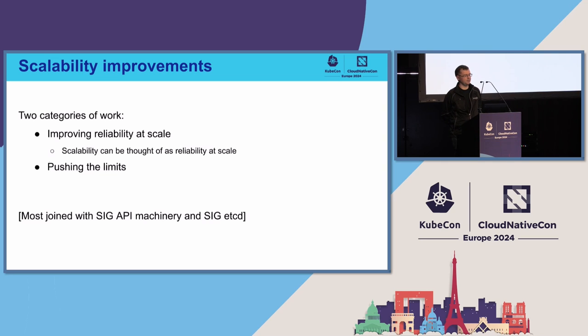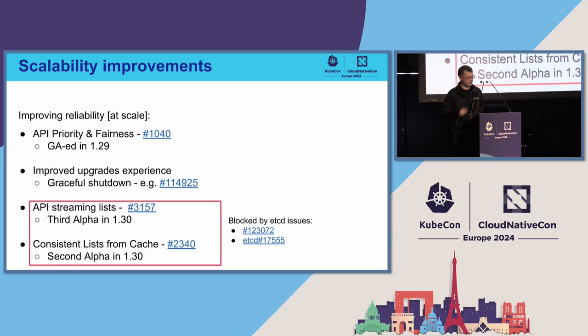Given that SIG scalability doesn't own any production code, pretty much all of those improvements are joined with some other SIGs. Most of them, or maybe even currently all or almost all of them, are joined with SIG API machinery and SIG etcd. So just looking at some of the most notable examples from what is happening now and what was happening in the last couple of months. We finally GA'd API priority and fairness in 1.29 in December after about 4 years. I think the first alpha release was 1.17. So it was a long journey, but we finally GA'd it. It doesn't mean it's perfect, but it certainly is in a reasonable shape now, and we have a stable API.